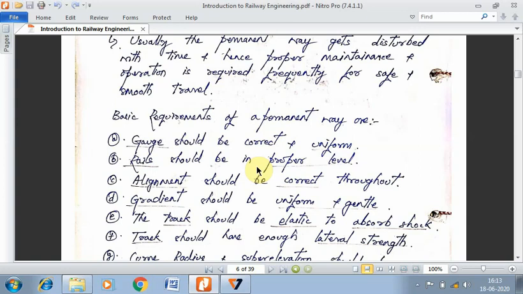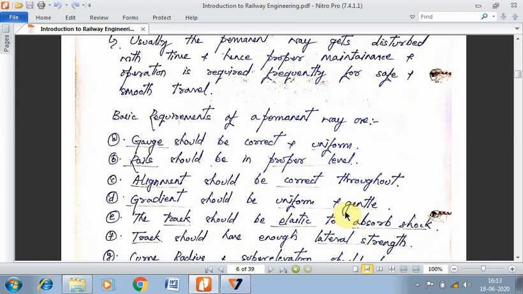Then the alignment should be correct throughout. Gradient should be uniform and gentle. You cannot expect the gradient that we find in roller coasters. Obviously, the people who want to travel for long distances want the travel to be as comfortable as possible. So the change in gradient needs to be very uniform, and it should be in such a way that you hardly feel the change in the gradient while the vehicle is traveling at high speed for long distances.